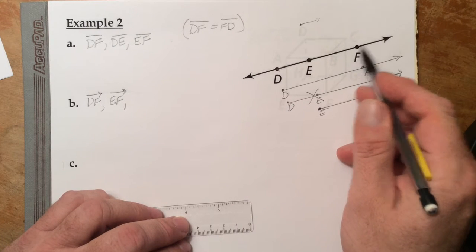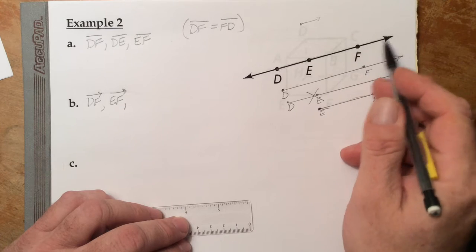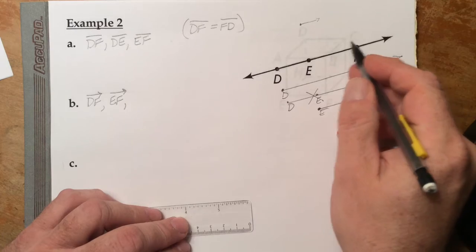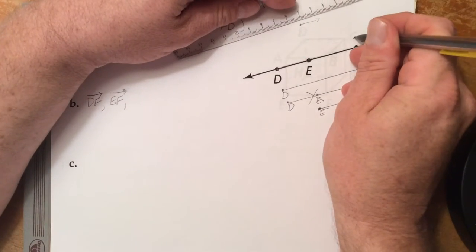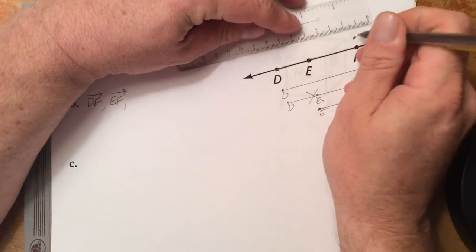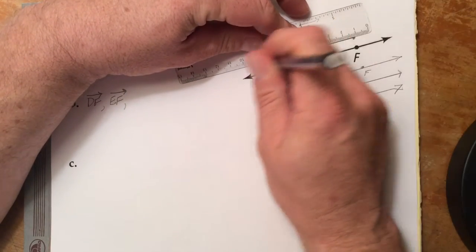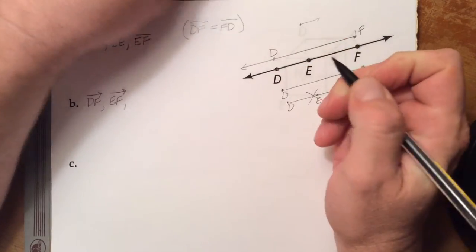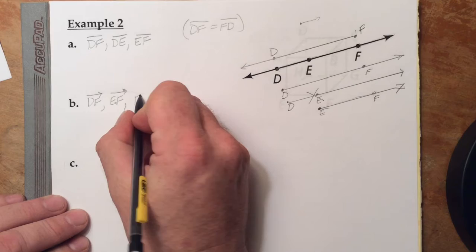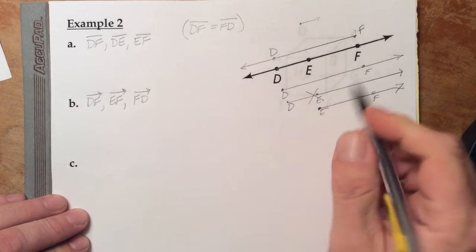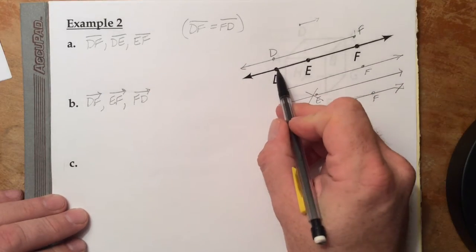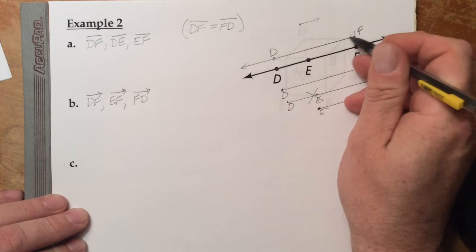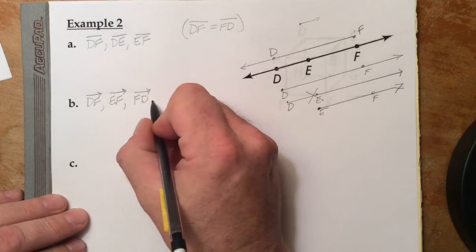Then, starting at F, we have no points identified after F, so we can't start with F and go that direction. But we can start with F and go back this direction. So let's look at ray FD and copy it over here. There's point F, there's point D. Ray FD. That's a new ray. And notice it's not the same as ray DF. DF starts here and goes on that way forever. Ray FD starts here in a different location, goes that way forever. So that's a different ray.